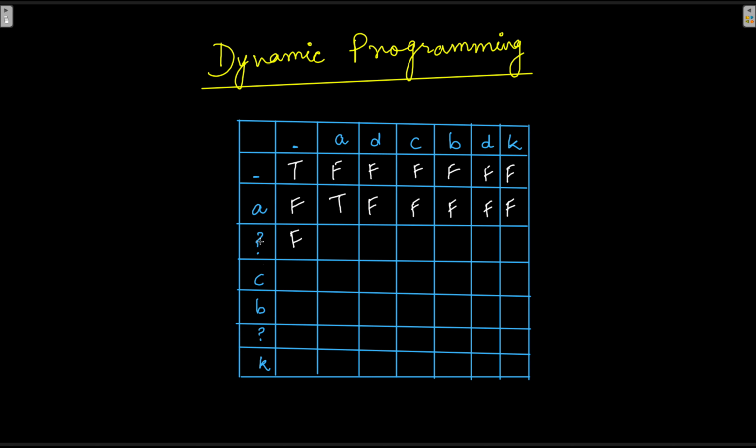Then I'm going to test question mark against A. So yes, question mark would definitely match A, but what about the previous string? So previous string is going to be this one diagonally. And we have an F here because it was not a match. That's why this one can also not be a match. So I'm going to write F again.